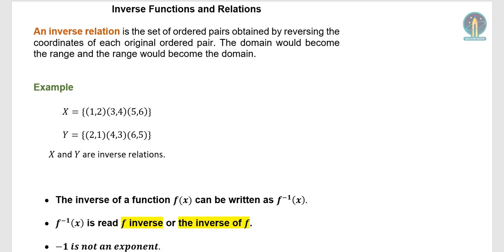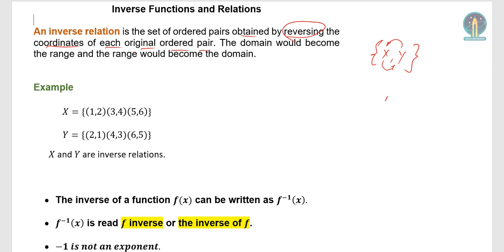In this concept, we're going to talk about inverse functions and relations. An inverse relation is the set of ordered pairs obtained by reversing the coordinates of each original ordered pair. So we start with one set, x, y, or some value x, some value y. We end up with y in place of x and x in place of y. That would be the inverse. Old y, old x, as new x and new y.